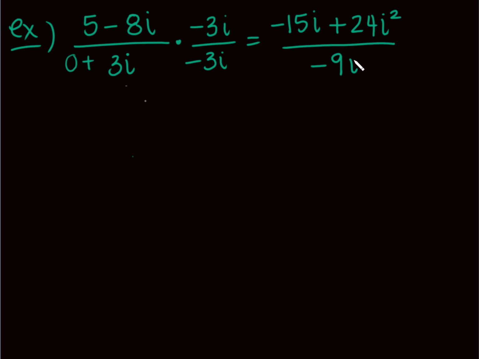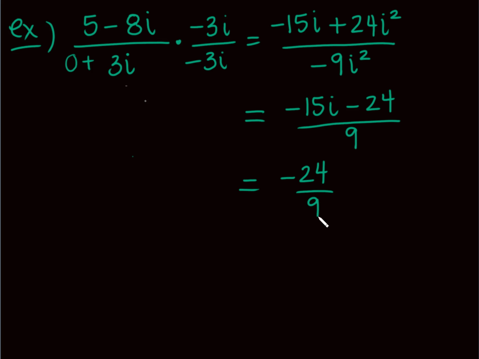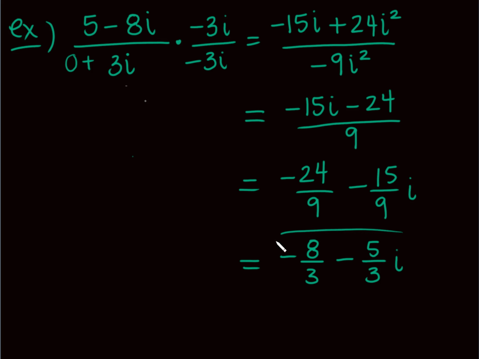So I get a -9i squared. We're just going to have a little bit of simplifying to do. We're not scared of that. -15i minus 24, right? i squared is -1, so I get this over 9. Simplify a little bit and rewrite my real part first. -24 ninths minus 15 ninths i, and take a 3 out of all of that. I get a -8 thirds minus, whoops, not plus, minus 5 thirds i. I hope that makes sense.